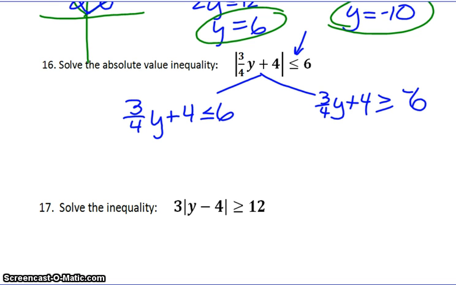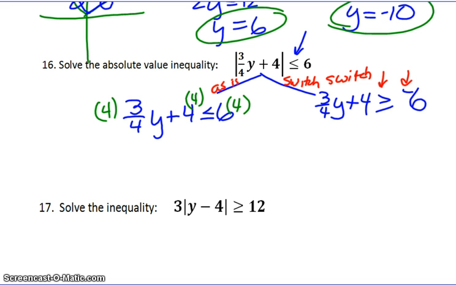So here, on this side, I call this as is. And this one I do switch. You have to switch two things. You switch your inequality here, and you're going to switch your positive to a negative. So now we're solving this, and I'd start solving this by multiplying each and every term by 4, and that's going to get rid of my denominator of 4. And so we'd have an answer here of 3y plus 16 less than or equal to 24.